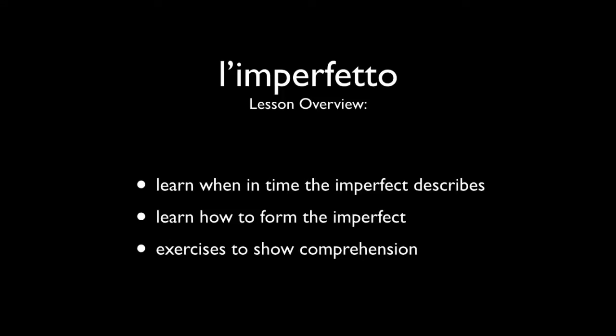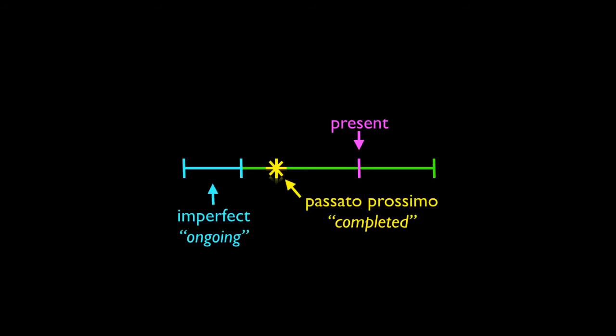For you. And we're going to be learning about the time that the imperfect describes. This is a tense that takes place in the past, and it is a little bit different than the passato prossimo. We're going to learn how to form the imperfecto, and we're going to look at some exercises to show that you understand how to form the imperfecto.